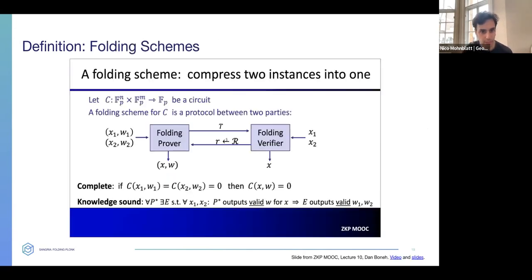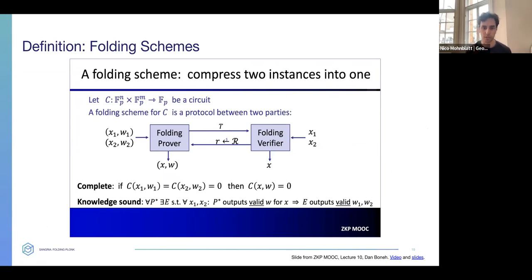Cool. Now the definition of a folding scheme. It's a protocol between two parties, a prover and a verifier. The prover has two instance-witness pairs. The verifier just has the two corresponding instances.